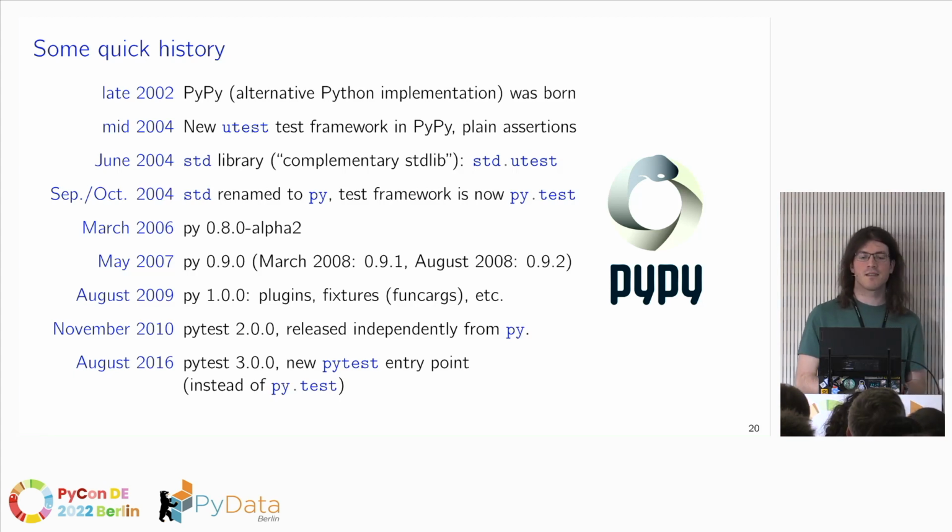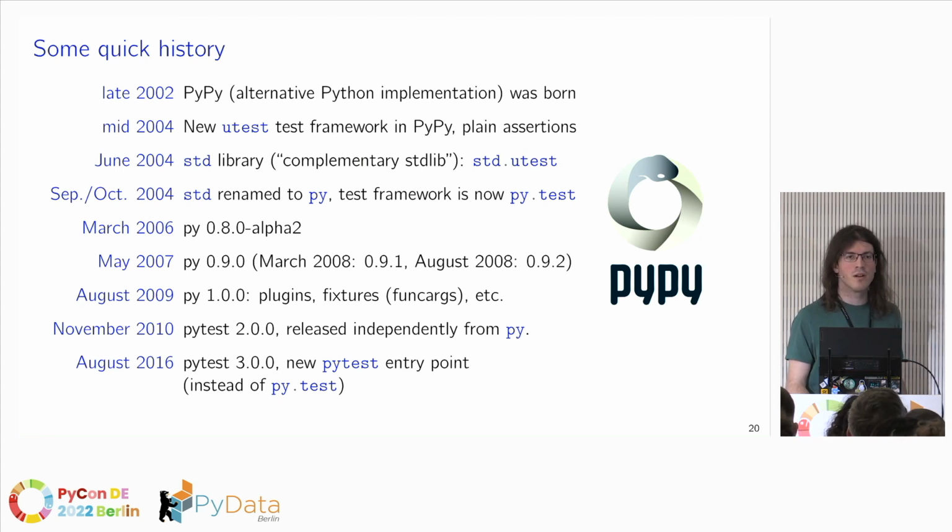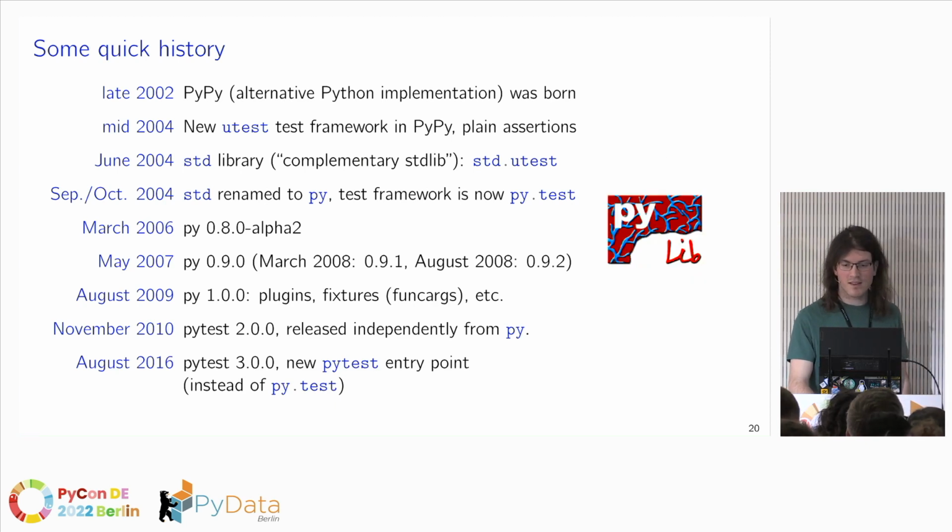In 2010, PyTest split into an independent project from this Py library, but still being called py.test. And in 2016, efforts started to deprecate the old py.test name and just call it PyTest instead. So you can still, I think, call py.test on the command line. It will still work, but most people nowadays dropped this dot. That's the logo, by the way, of Py library, looking very 2004-ish.